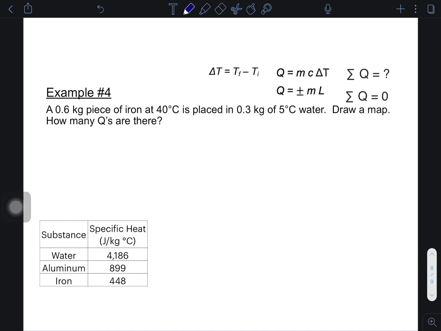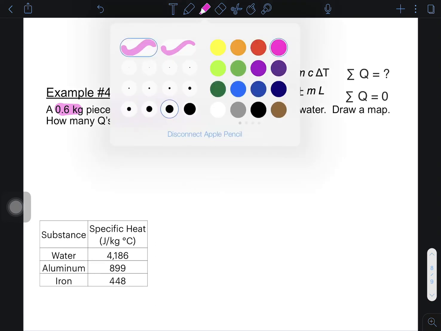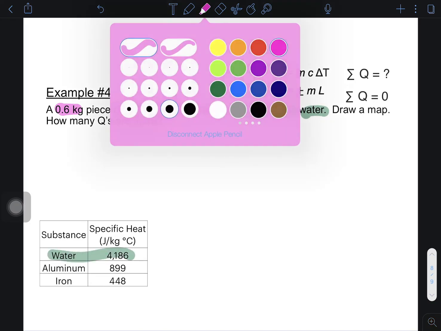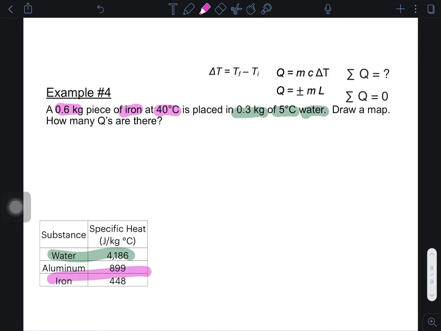Try this one on your own. Hit pause, read it yourself, then unpause it, and we'll run through it. All right, a 0.6 kilogram piece of iron at 40 degrees is placed in 0.3 kilograms of water. Okay, so we have water and we have iron.